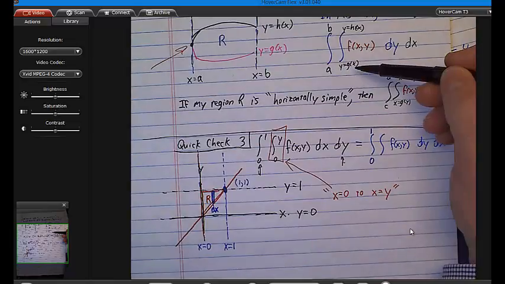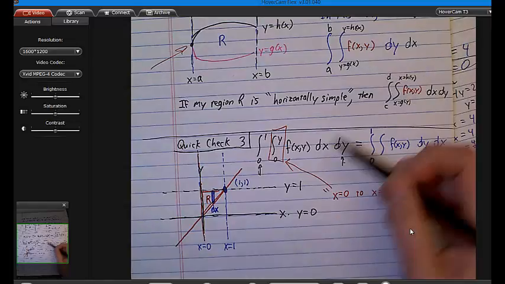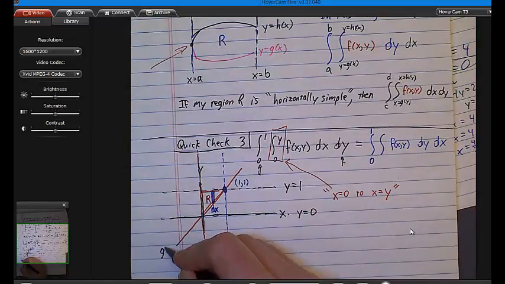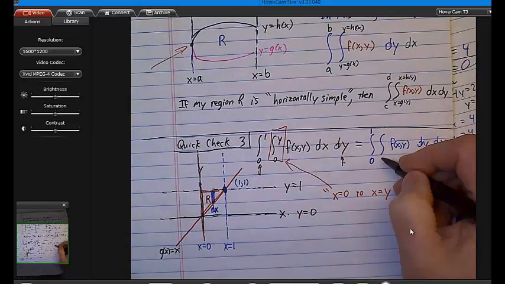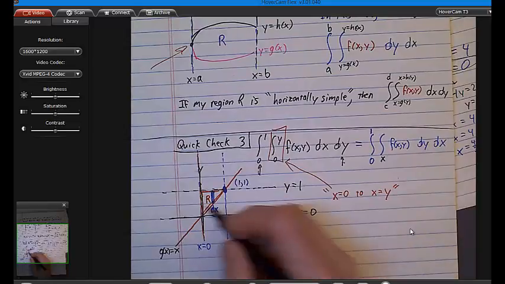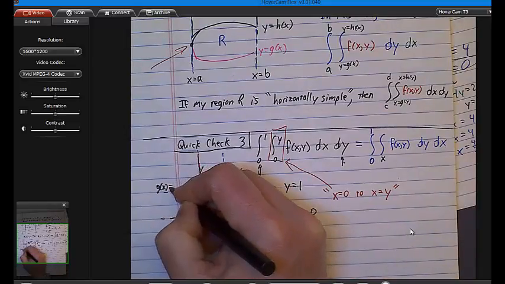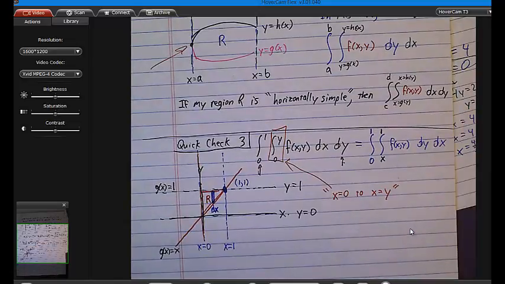So what is g of x? What's the lower bound of this region R? Isn't it just this line here, g of x equals x, right? That's the lower bound, x. And the upper bound would be h of x equals 1. And that goes here. Because that's this here.